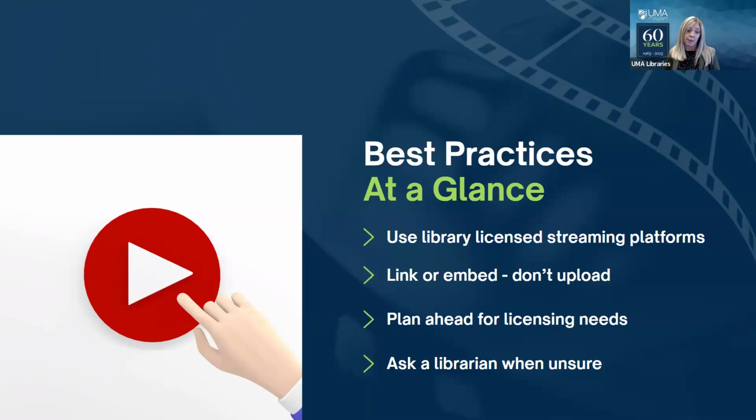Plan ahead for licensing needs. If you know there's a specific video you need, make sure to reach out to us. The earlier the better, and we can search for it, try to find it for you, purchase it if we don't have it, or find you alternatives. You want to make sure that you're using library licensed streaming platforms because those licenses will cover you with the legality of sharing that content. All of our licenses are negotiated for library and educational use, so you can be sure that you're covered under that.